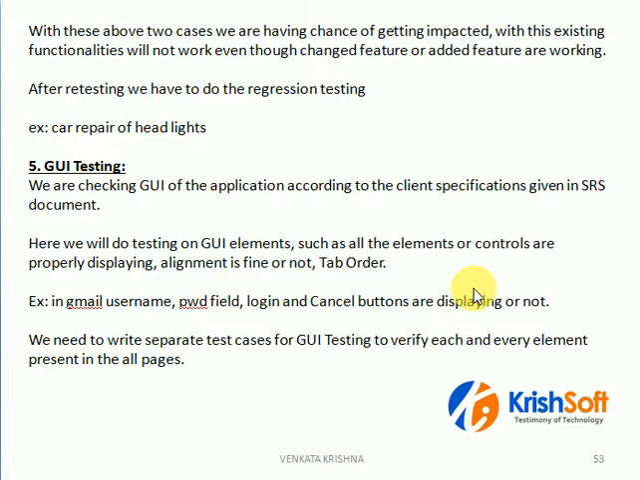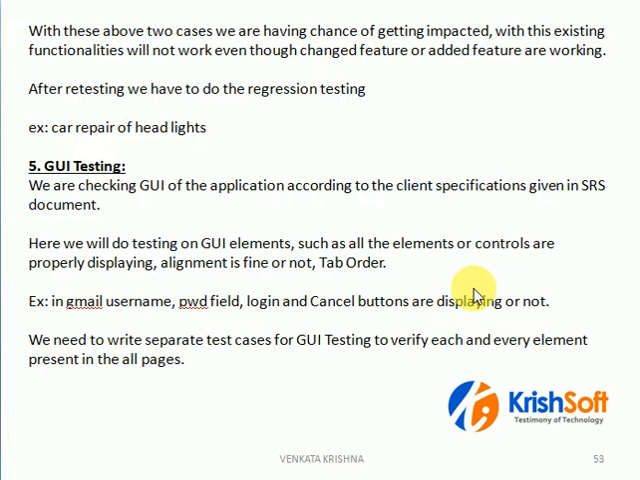What is GUI? In any application, you are going to see the main page of the application, right? Different elements will be there, like text boxes, buttons, links, combo boxes, list boxes, radio buttons, check boxes, so many. Those all are elements. According to the client requirement, you need to verify whether all the elements are present in the page or not. Headers will be there, footers will be there, logos will be there. All these things you need to verify as part of GUI testing.